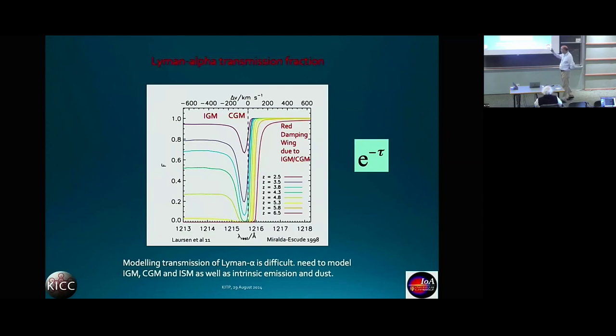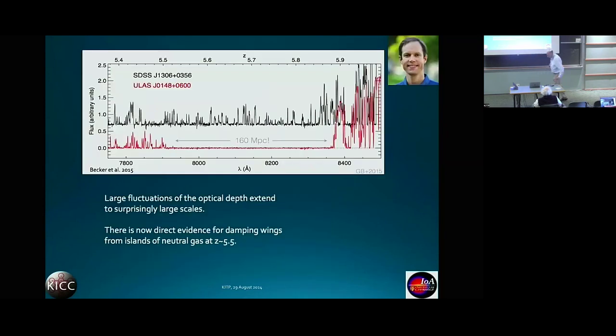Basically, it's higher density, and therefore the transmission goes down. And then in a very insightful paper that Jordi Miralda-Escudé wrote in 1998, he pointed out that you actually should see a red damping wing that goes well beyond the rest frame Lyman-alpha wavelengths, and this is something that we see now very frequently in the spectra, and is a very good signature of neutral hydrogen.